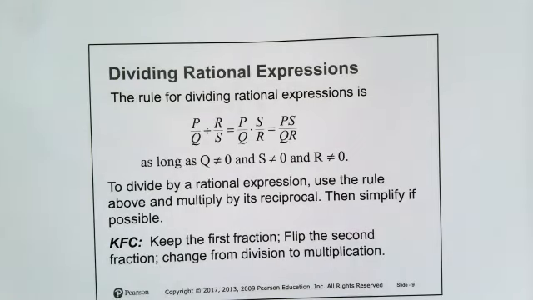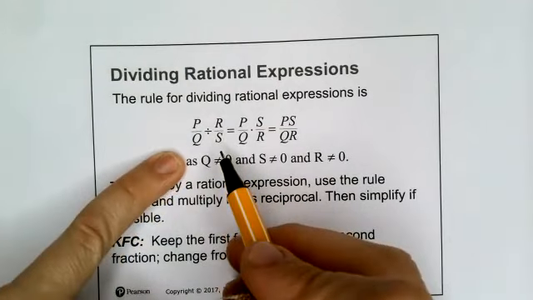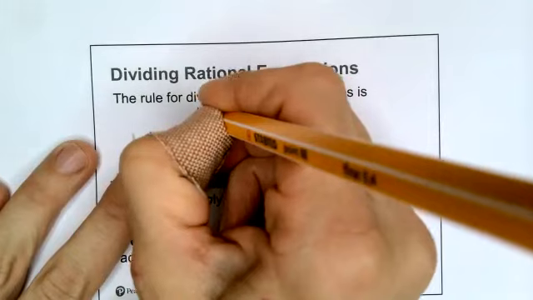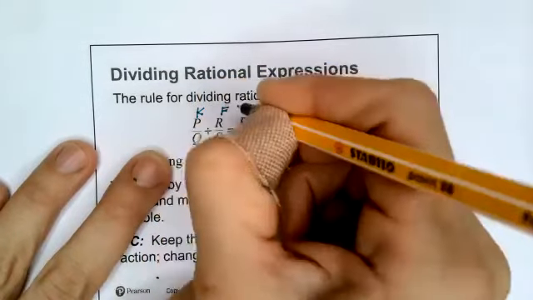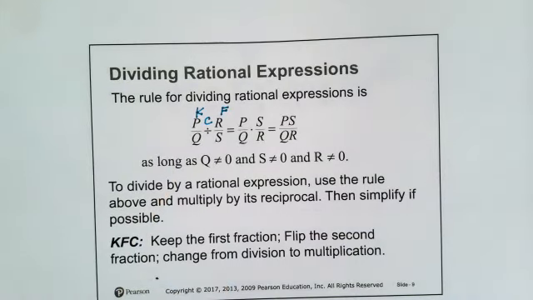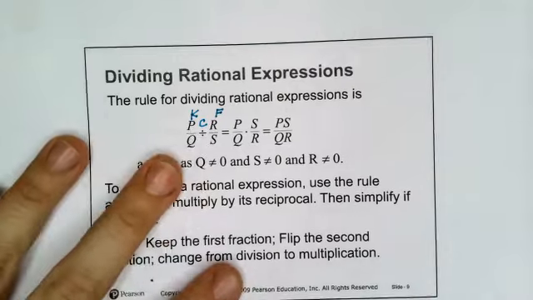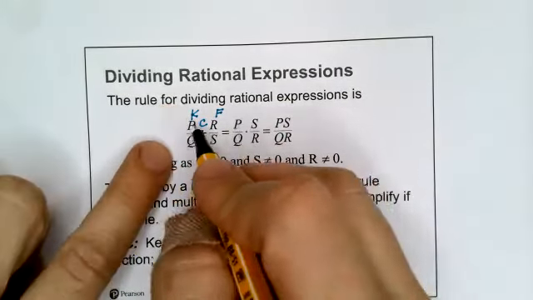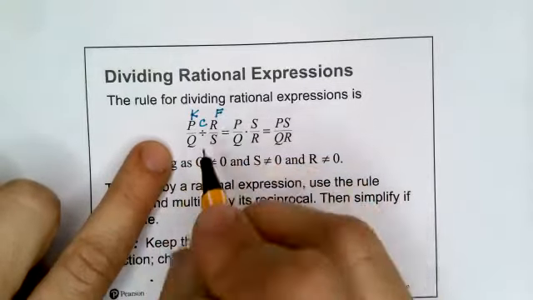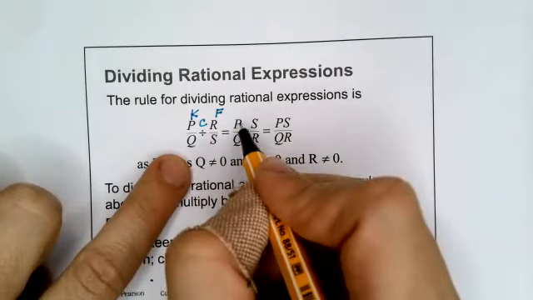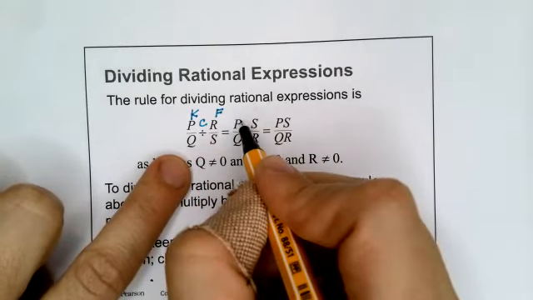However, when we get to dividing, what we call this is keep, flip, change. Okay. So when you're looking at your two terms, also the acronym is KFC. That's how you remember it. So the first fraction, you keep it the way it is. P over Q remains P over Q.